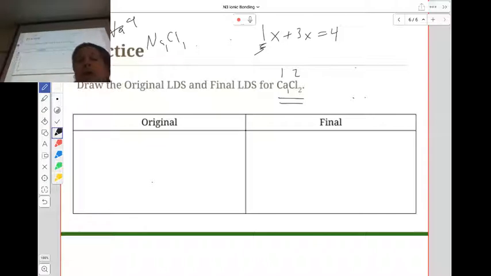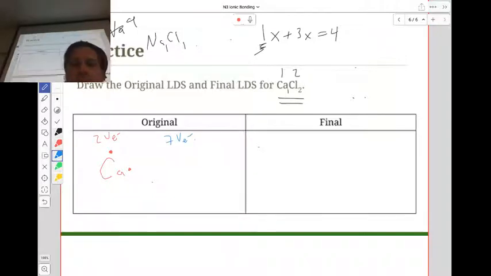Okay, so now, when I draw this structure down here, I'm going to draw calcium. According to the periodic table, how many valence electrons does calcium have? Let's go look. It's 2. So calcium has 2 valence electrons. So I'm going to draw this. Chlorine has how many valence electrons, according to the periodic table? 7 valence electrons. And I'm told that I need to draw 2 of them. So I'm going to draw this.